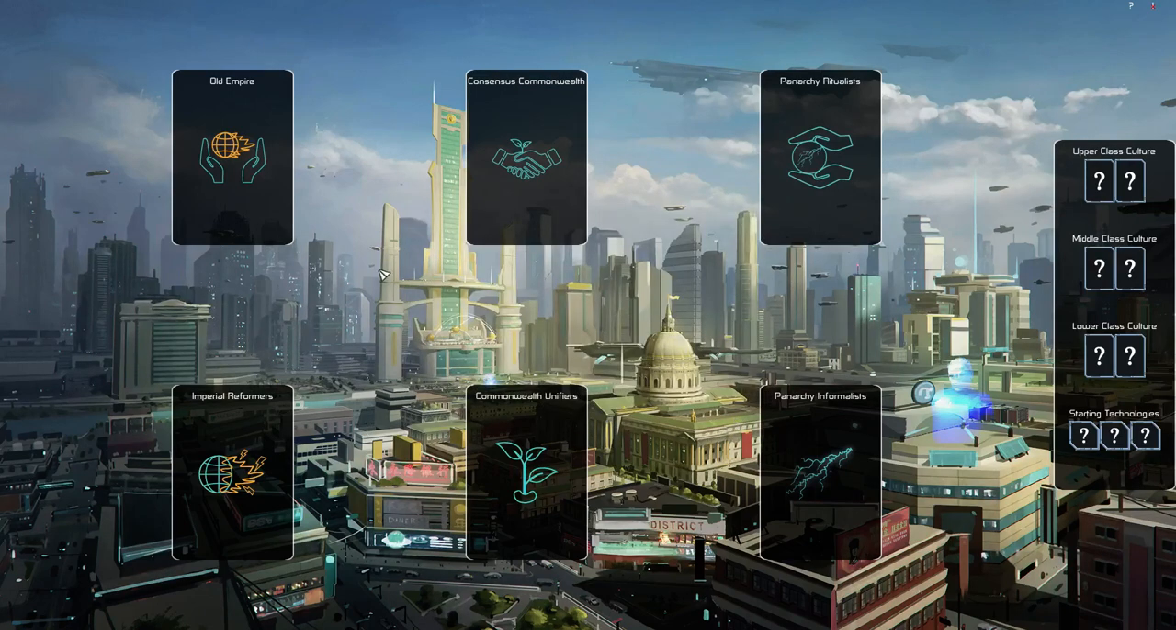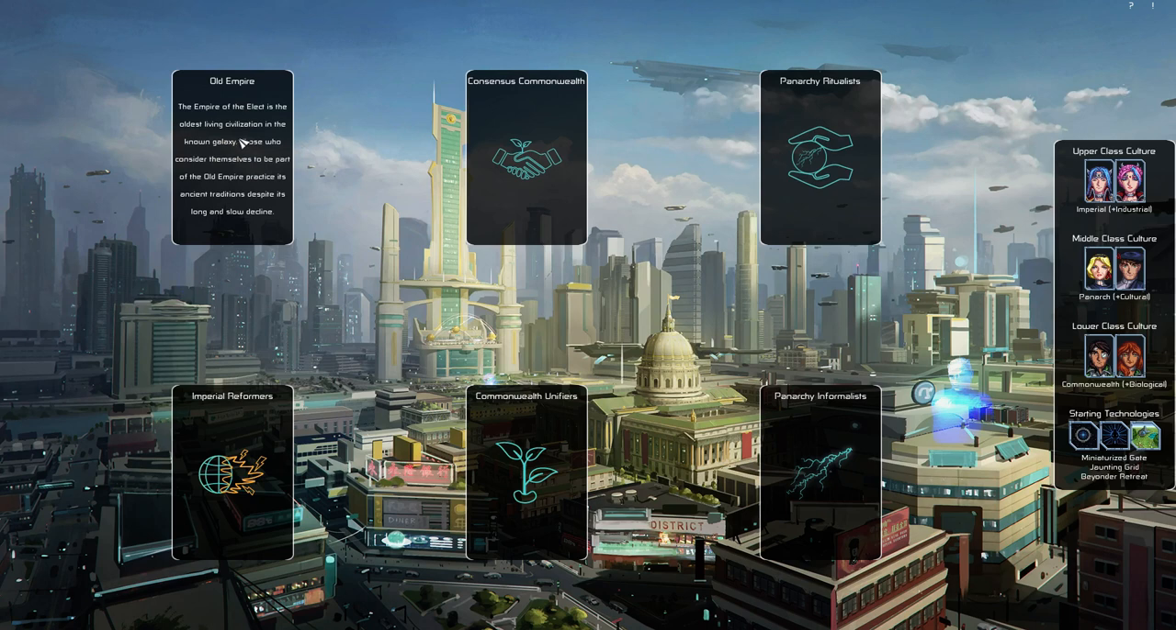There are three dominant cultures within our region: the Commonwealth, the Panarchy, and the Empire of the Elect. You must declare your allegiance to the culture and subculture you most identify with. This will impact both your starting technologies and the culture character of your upper, middle, and lower classes. So yeah, there are six factions you could join.